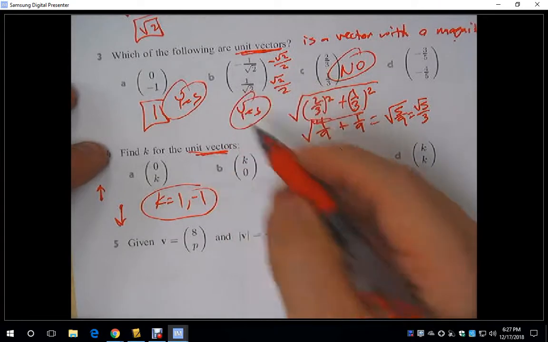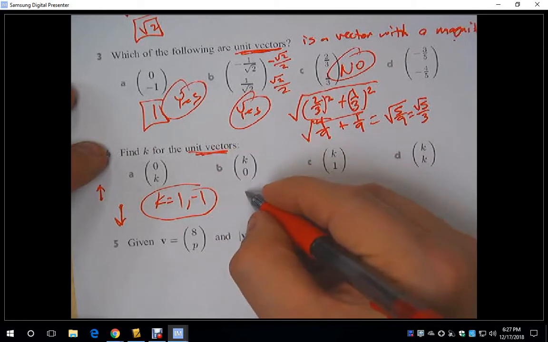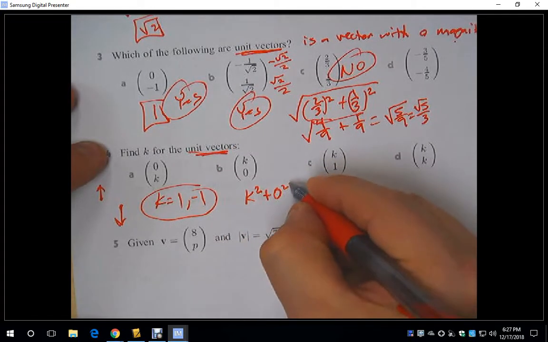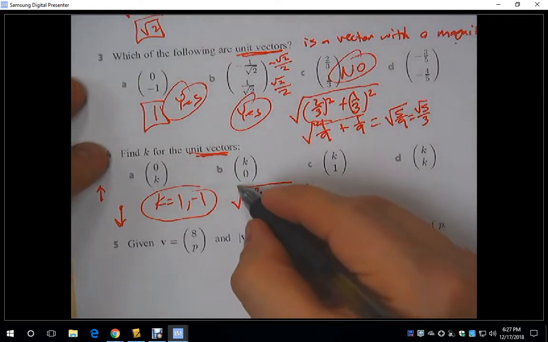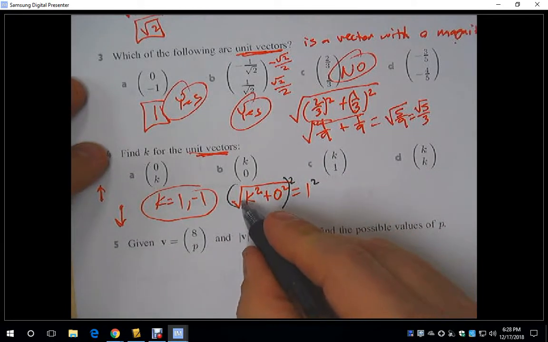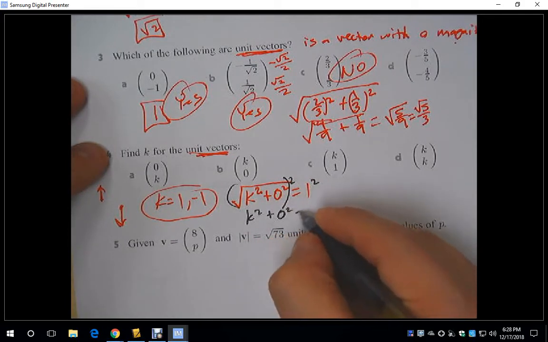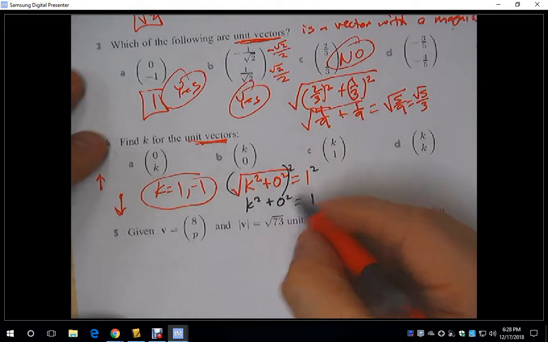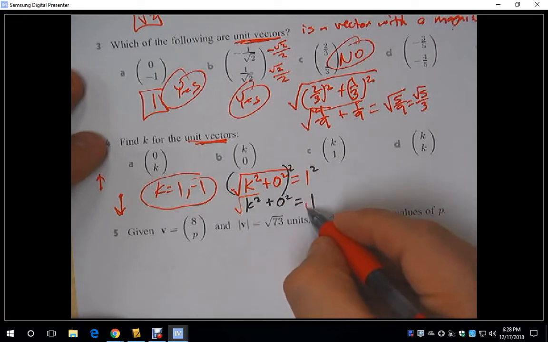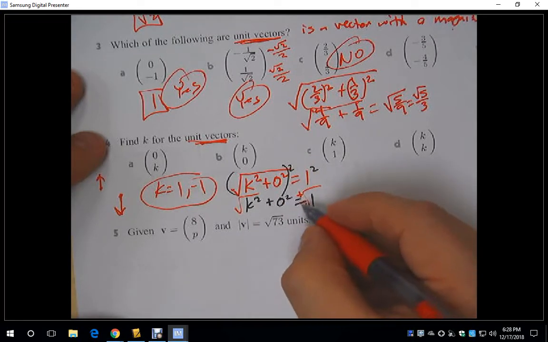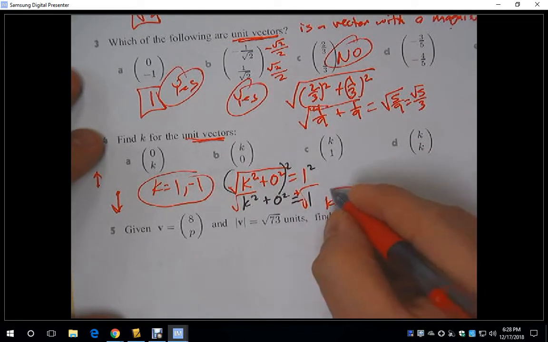I'm going to use our formula, even though it's obvious that k is either 1 or -1. If it's a unit vector, then we have k squared plus 0 squared, all under the square root, and that equals 1. All right, so we need to find k. We're going to square both sides, and so the square root and the square undo each other, and I'm left with k squared plus 0 squared equals 1. But 0 squared, of course, is 0, so I'm left with just k squared equals 1. So I take the square root of both sides, remembering to put plus or minus anytime I use a square root. So then that gives me k equals plus or minus 1, which is what I thought it would be anyway.